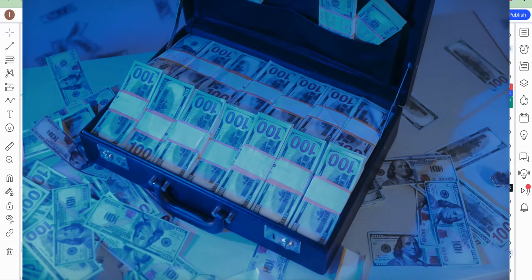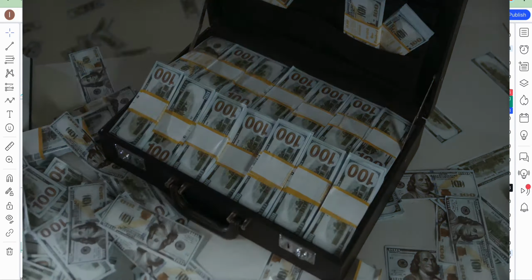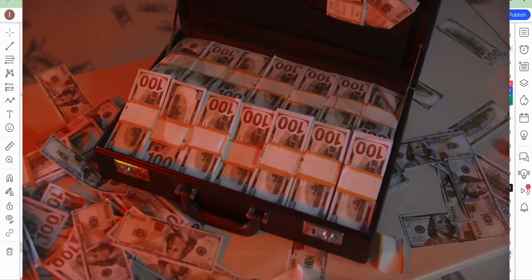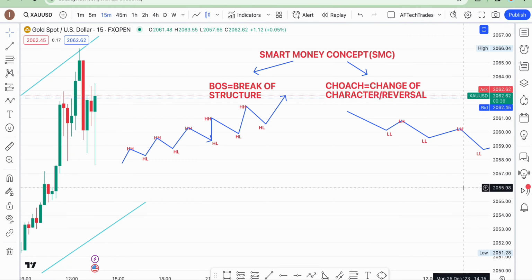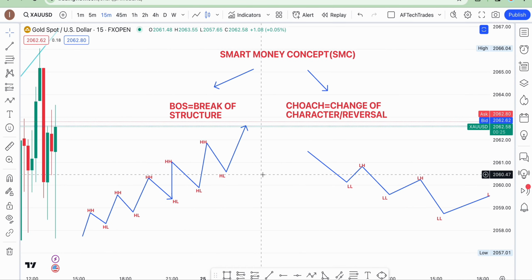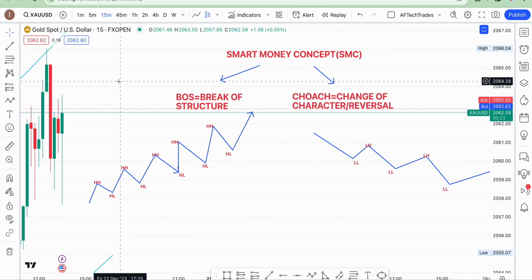So in this video, I'll be explaining the smart money concept, SMC, which comprises the break of structure and the CHoCH, the BOS and the CHoCH. The BOS stands for the break of structure, and the CHoCH stands for the change of character, or reversal. Okay, so let's talk about the break of structure.